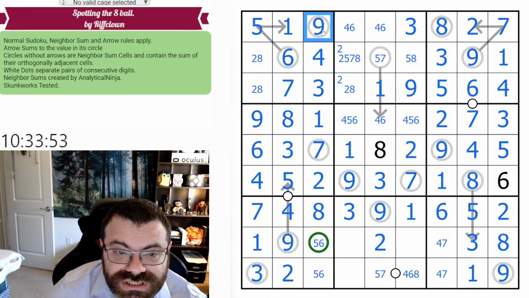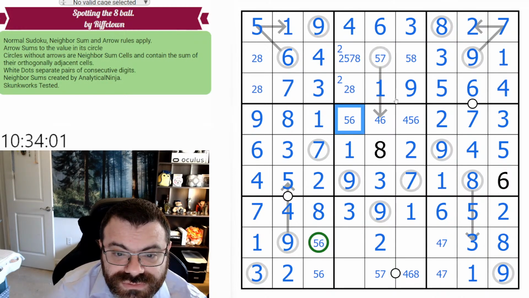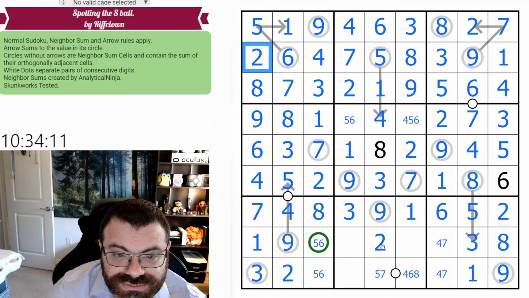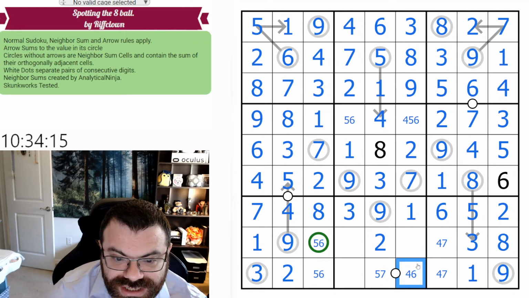Oh, this neighbor sum. Thank you. So this adds to 5, so this needs to be 4 and 6. It's not a 4. So that's 4, so that's 5. That's 8. 2, 7, 8, 2. I knew there was a clue I was missing. So that's not 8.